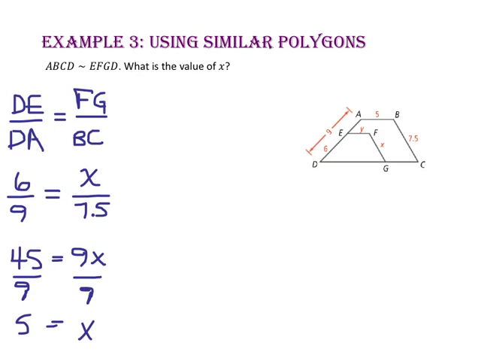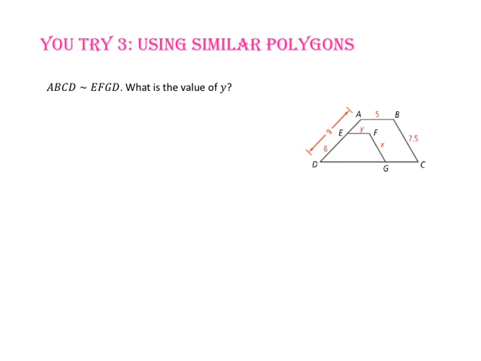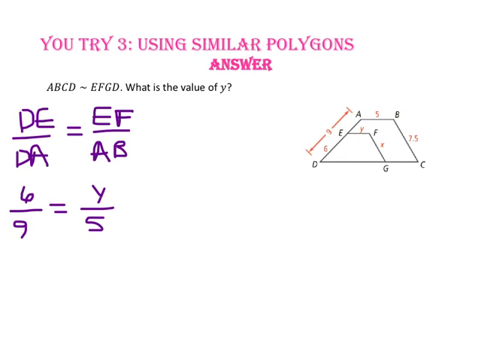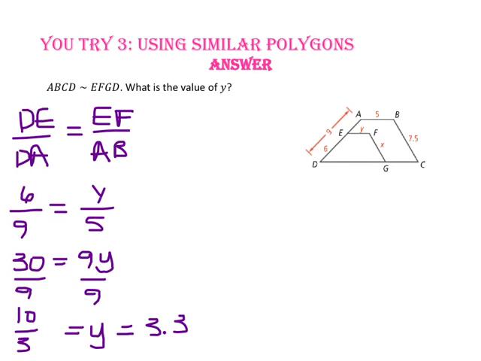Because the video is running long, I'm going to leave it up to you to check to make sure your answer is correct. Go ahead and pause the video and try number 3. Find the value of y. Using the same first ratio, side DE to side DA, or 6 to 9, we will now set it equal to side EF to AB. Using cross product properties, we will get 30 equal to 9y. Divide both sides by 9, and y will equal 10 over 3, or 3.3.